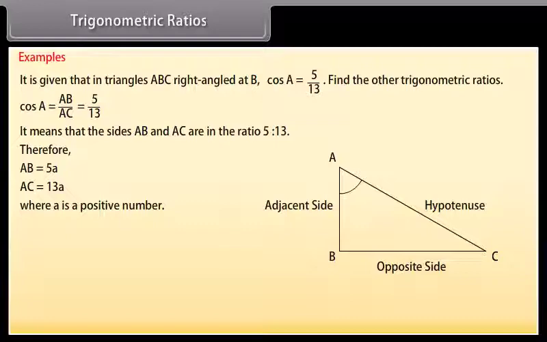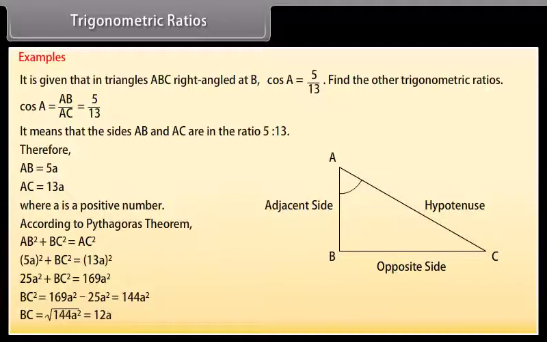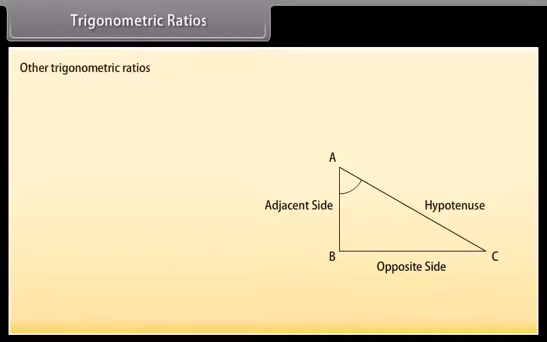According to Pythagoras' theorem, AB square plus BC square is equal to AC square. By substituting the values, we get 5A square plus BC square is equal to 13A square. Now, by calculating it, we get BC as square root 144A square, which is 12A. Let us now find the values of the other trigonometric ratios. Sin A is equal to BC upon AC equals 12A upon 13A equal to 12 upon 13.